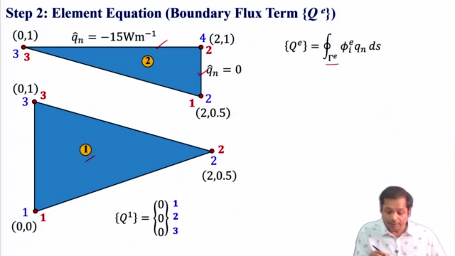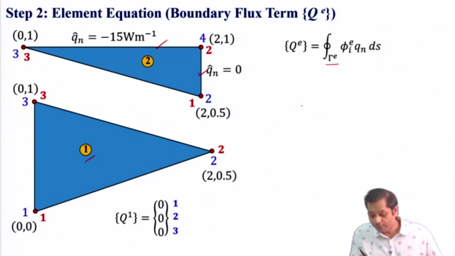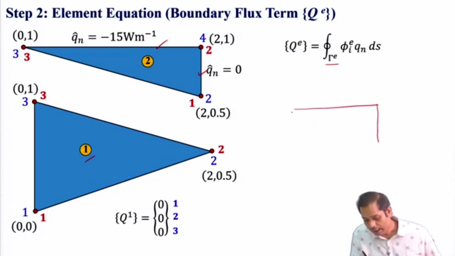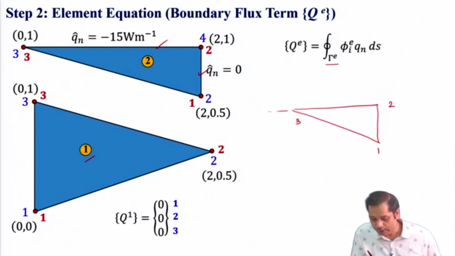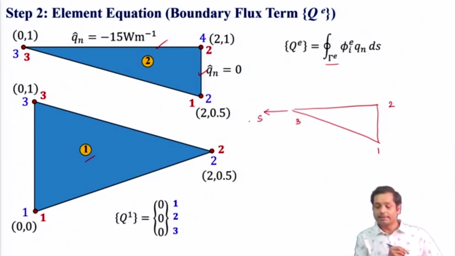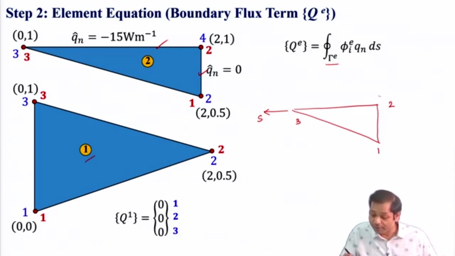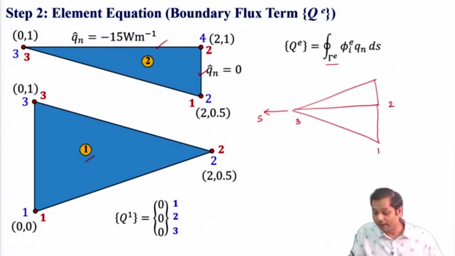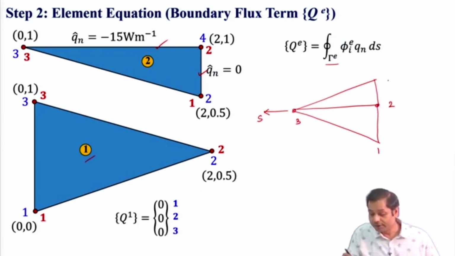If you recall, our element numbering is 1, 2, 3. This is our element, and we have to take a local coordinate system S, and on this coordinate system the shape functions will be this. Essentially this integration needs to be done on this line, right? On this line.